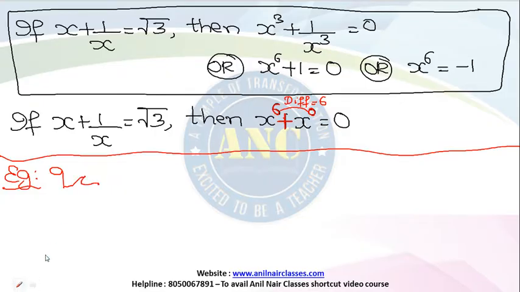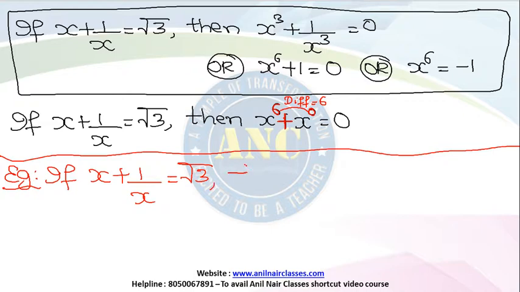If x plus 1 by x is equal to root 3, that is the question that is given. Just a minute, sir, let me write it. If x plus 1 by x is equal to root 3, then find the value of x power 290 plus x power 284.